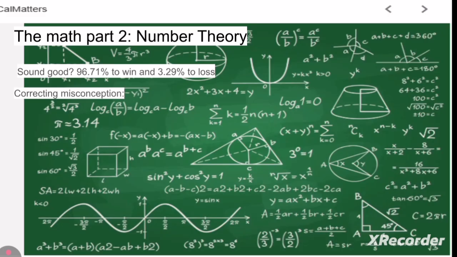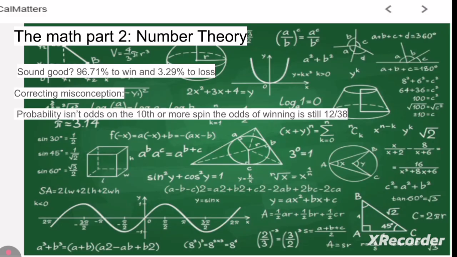Let's correct some misconceptions here with these numbers. First, probability is not the same as odds when we're referring to this. When we're at that 9th spin or the 10th spin, the odds of winning is still 12 numbers out of the 38 numbers. It is not 96.71%. Those are two different things. The odds of us losing are the same as the first set of spins that we've already lost. We have fewer numbers that can win versus all the other numbers that could make us lose.